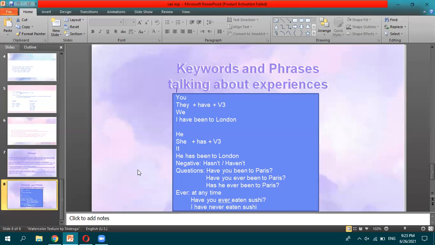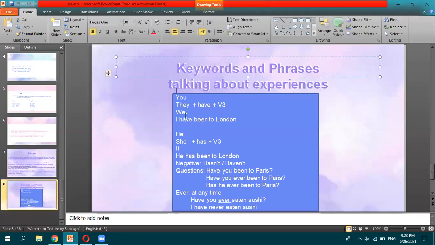Let's have a look at the structure. If you start a sentence with I, you, they, we, the auxiliary is have. Okay, so you can say, I have been to London. You always have to use past participle form of the verb. If you have he, she, it, then the auxiliary is has. He has been to London.